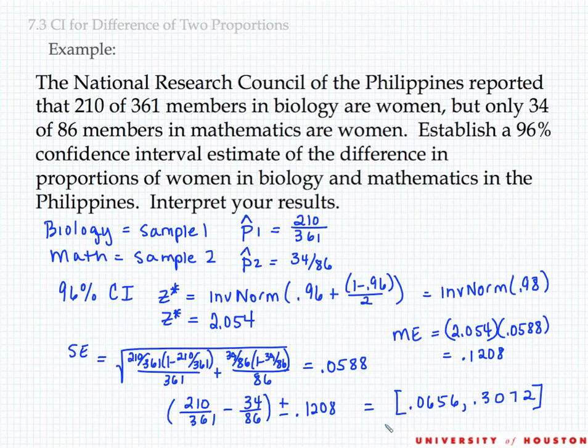Interpreting this confidence interval, we would say that we are 96% confident that the true difference in proportion of women in biology and women in math is between 6.56% and 30.72%.